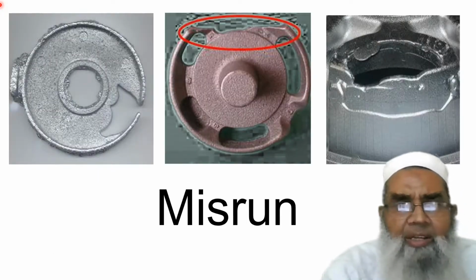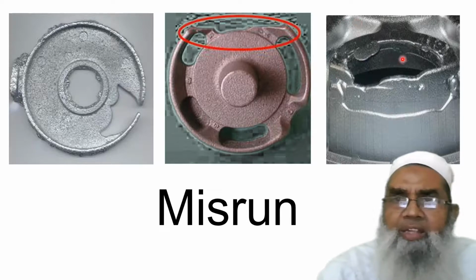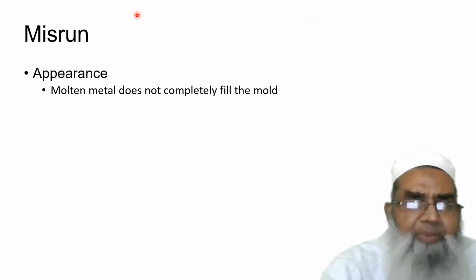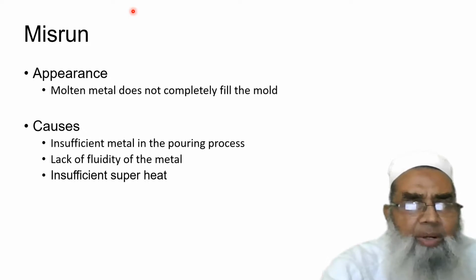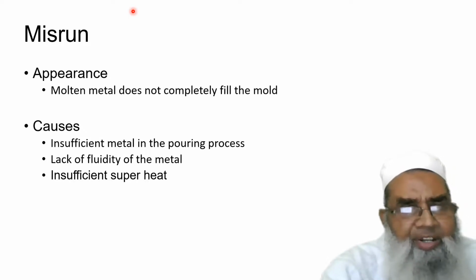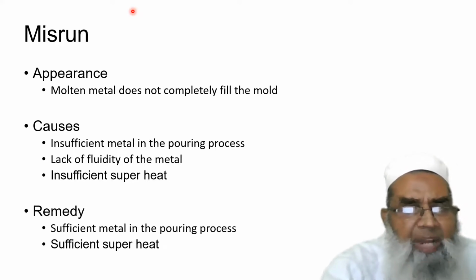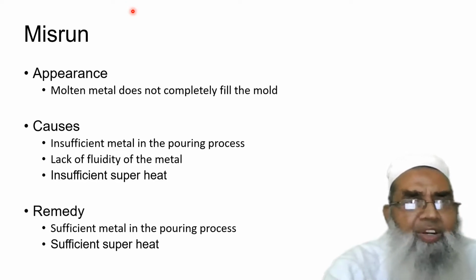Then Misrun. Now you see this is the complete product. It is not being filled, and therefore we are having a Misrun. This appears as the molten metal does not completely fill the mold, and may be due to insufficient metal in the pouring box, lack of fluidity of the metal, or insufficient superheat, which will also restrict the molten metal from flowing into each and every corner of the mold cavity. Therefore sufficient metal in the pouring process and sufficient superheat will avoid a defect like Misrun.